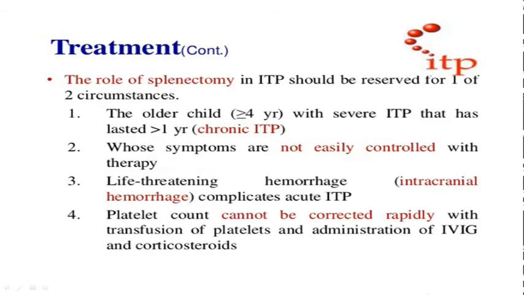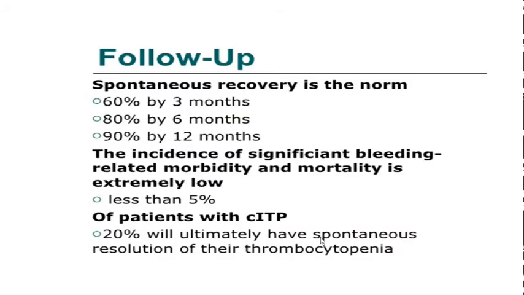Then splenectomy in ITP is usually reserved for a very selected group of patients, especially a child who is old enough and with severe ITP which has lasted for more than 1 year, or whose symptoms are not easily controlled with therapy, or if there is a life-threatening hemorrhage, or if the platelet count cannot be corrected by platelet transfusion and administration of immunoglobulin and corticosteroid. In that state, you can resort to splenectomy.